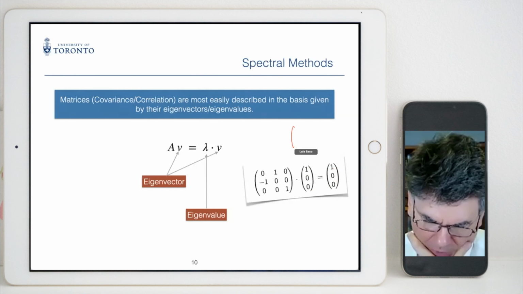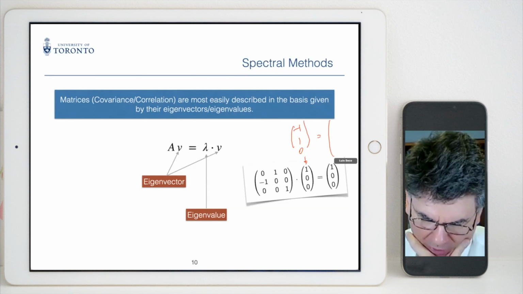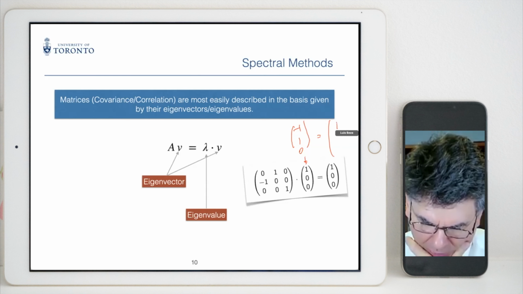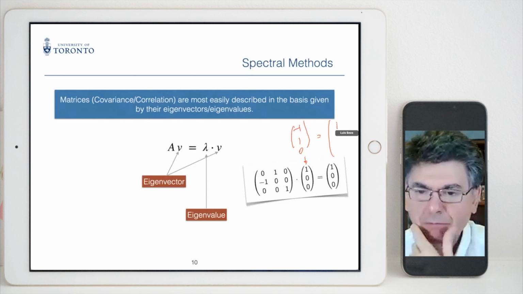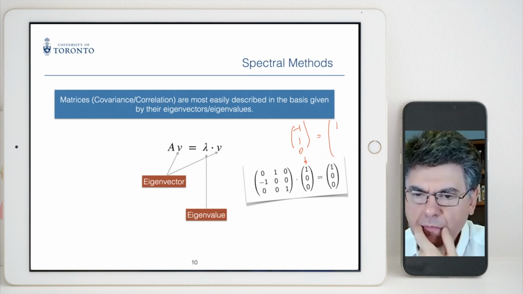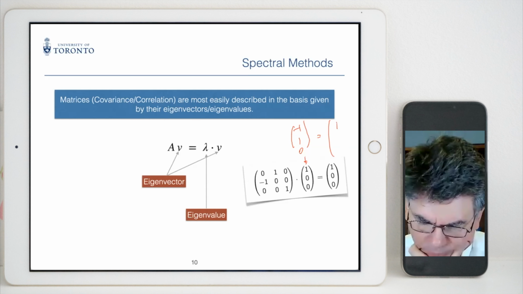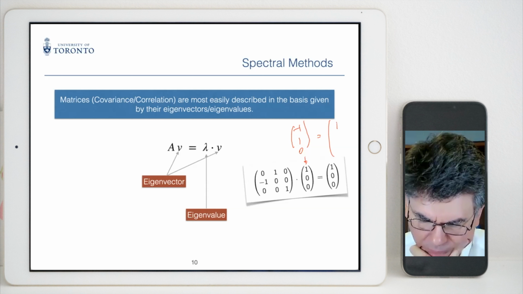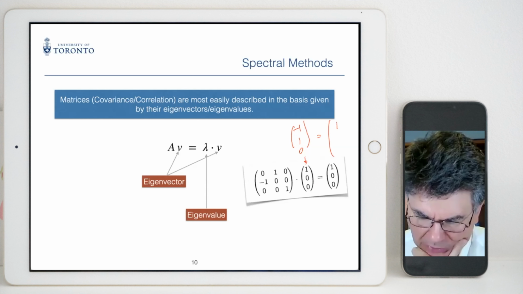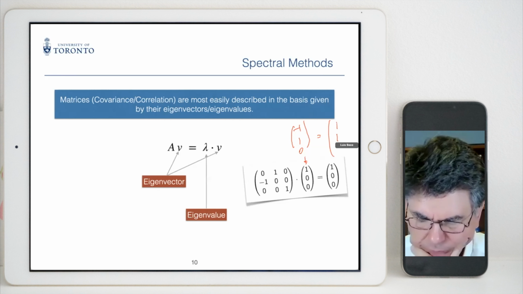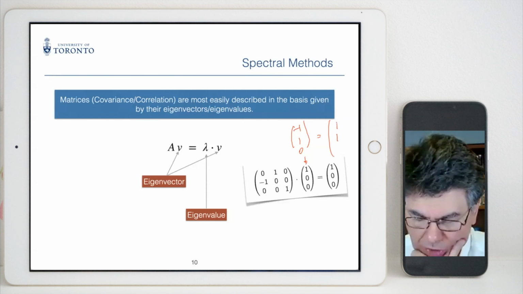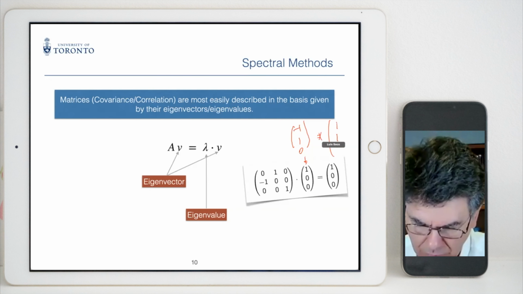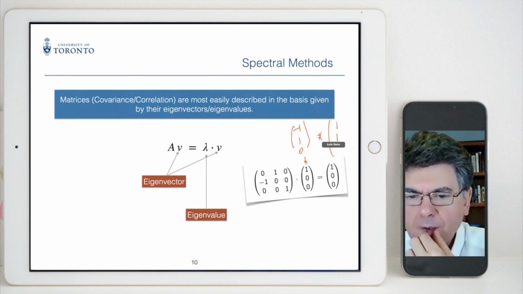Put -1, 1, 0 here. I'm going to multiply here. I'm going to get a 1 there. So it's not the same. And then the next one, I'm going to get 1. So it's not the same. It's not even a multiple. So no. Can you tell me what the eigenvalue is?